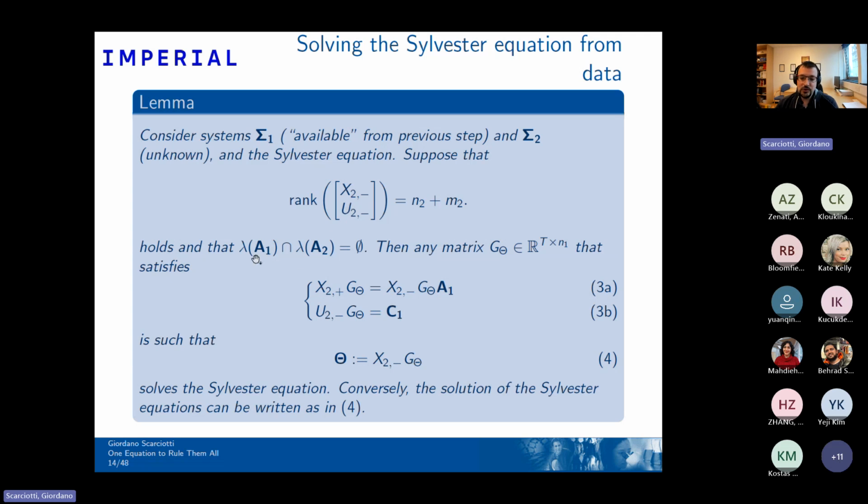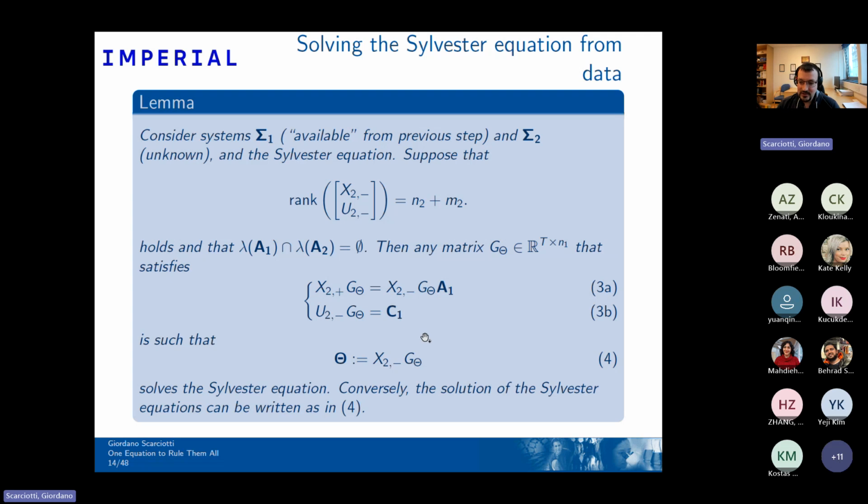And of course, we also assume that the eigenvalues of A1 and A2 are disjoint, so that they do not have common eigenvalues, because otherwise the Sylvester equation does not have a unique solution. Then the result is essentially that any matrix G theta that satisfies these two equations, 3a and 3b, is such that theta, the solution of the Sylvester equation, is X2 minus times G theta. And conversely, the solution of the Sylvester equation can always be written in this form.